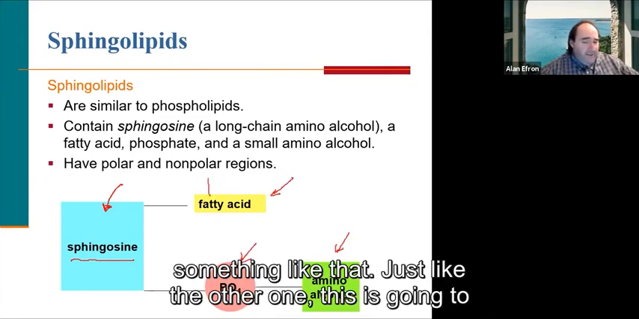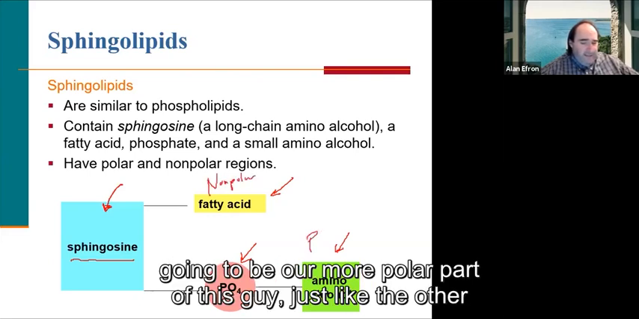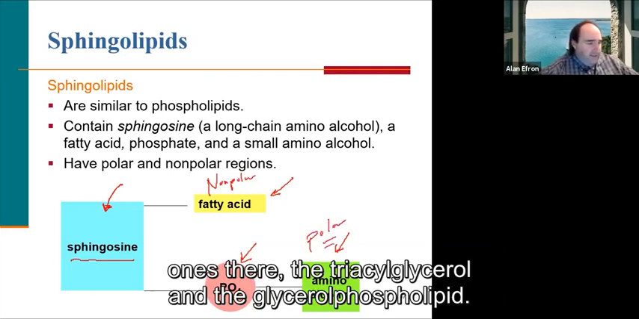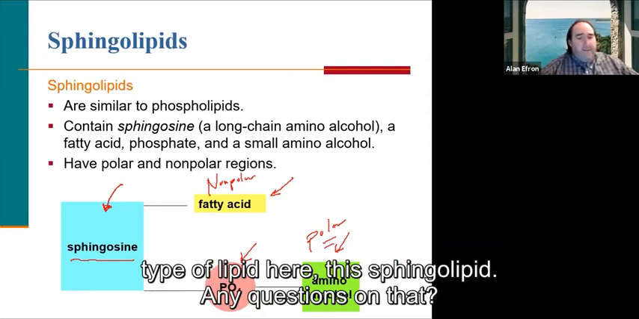Just like the other one, the fatty acid is going to be our non-polar part. This is going to be our more polar part of this molecule, just like the other ones, the triacylglycerol and the glycerophospholipid. What's on this slide, you need to know the components of this type of lipid, the sphingolipid. Any questions on that?